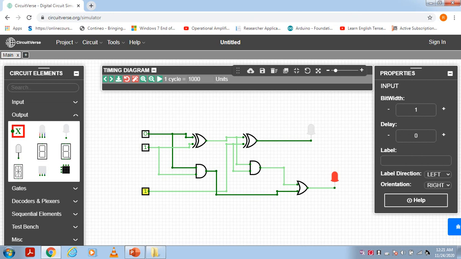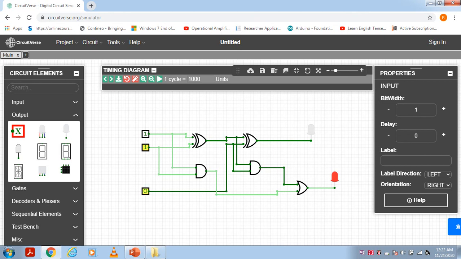The next input combination is 1 0 0. Only one input is high, so sum is high and carry is 0. Next input combination is 1 0 1. Here both inputs are high, so sum is 0 and carry is 1. Next is 1 1 0. Both inputs are high, so sum is 0 and carry is 1.